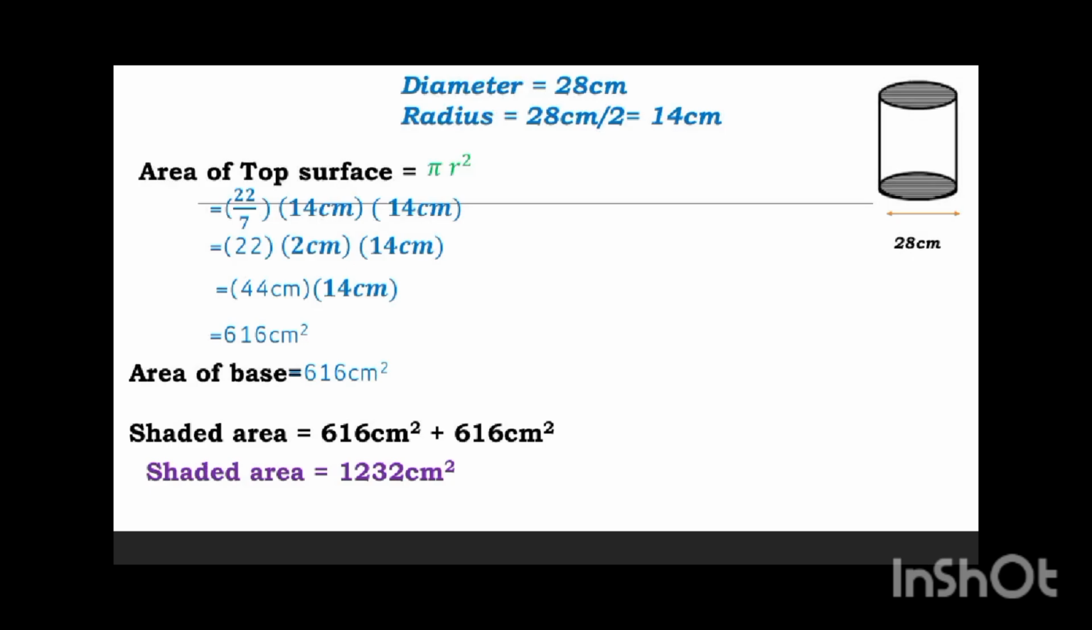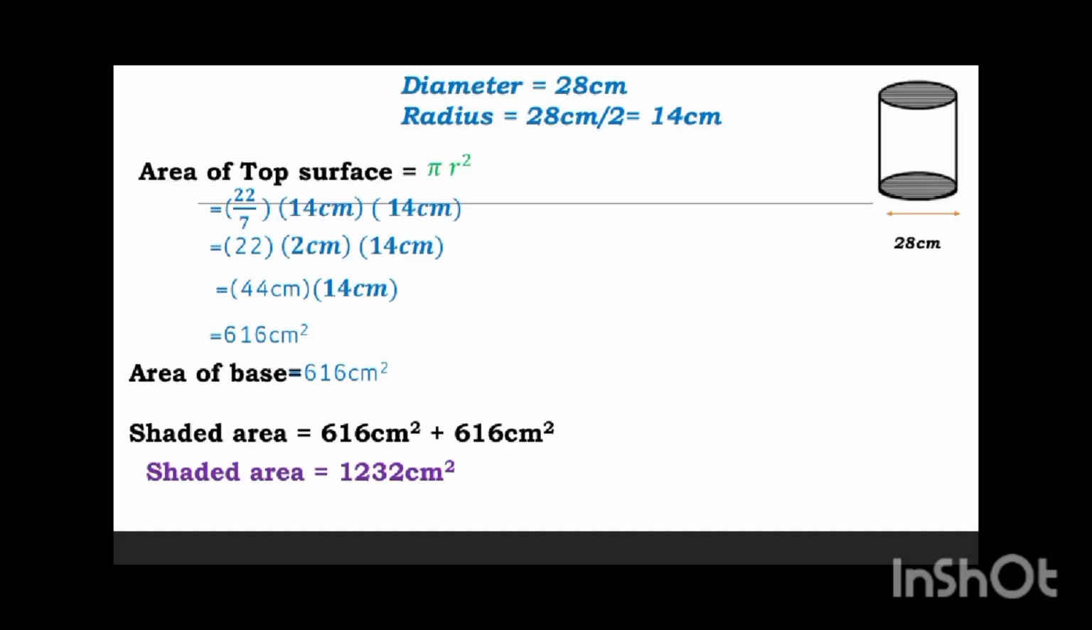So what you're going to do is 22 over 7 multiplied by 14 centimeter, multiplied by 14 centimeter. You cut 14 with 7. In the 7 place you get 1, in the 14 place you get 2. So 2 multiplied with 22 gives 44. Then at the end you multiply 44 with 14, you get 616, and the area of the base is going to be 616.